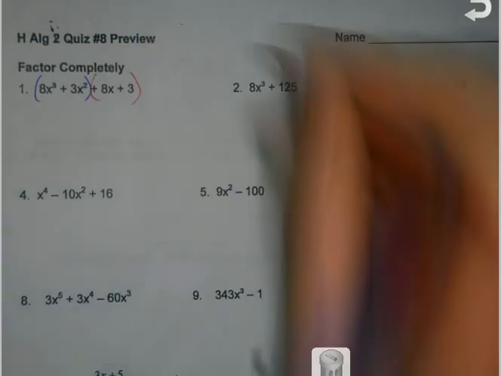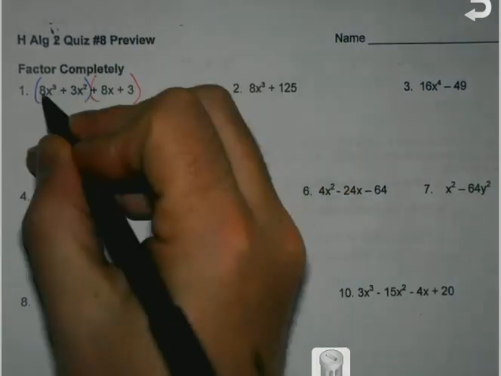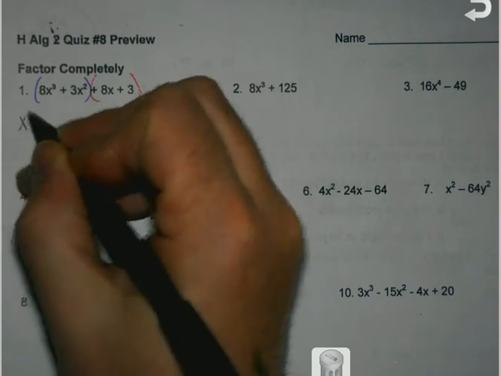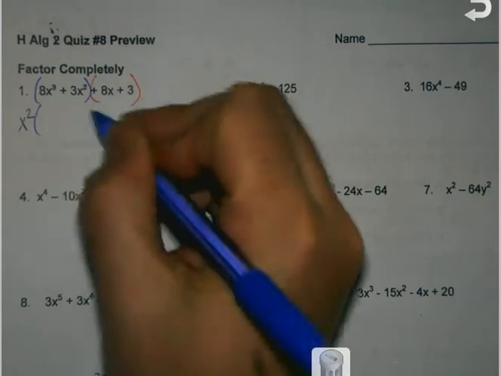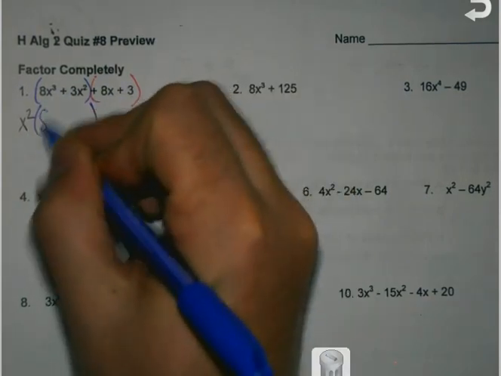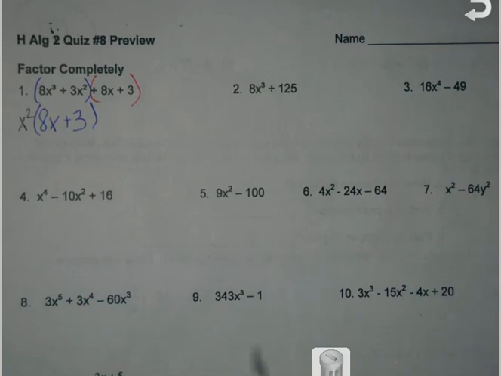So again, I see 4 terms. I'm going to pair them off. I'm going to take out the greatest common factor of each pair of terms. Not always going to be numeric. Sometimes it can just be a variable term. And then whatever I've got left, I'm going to go ahead and get into my parentheses.